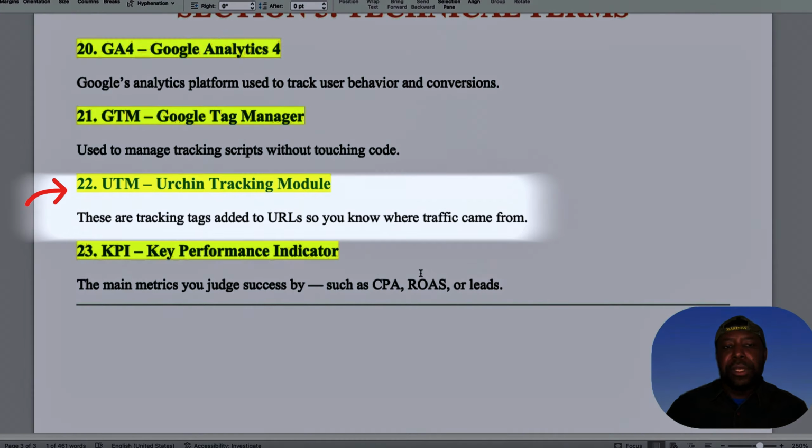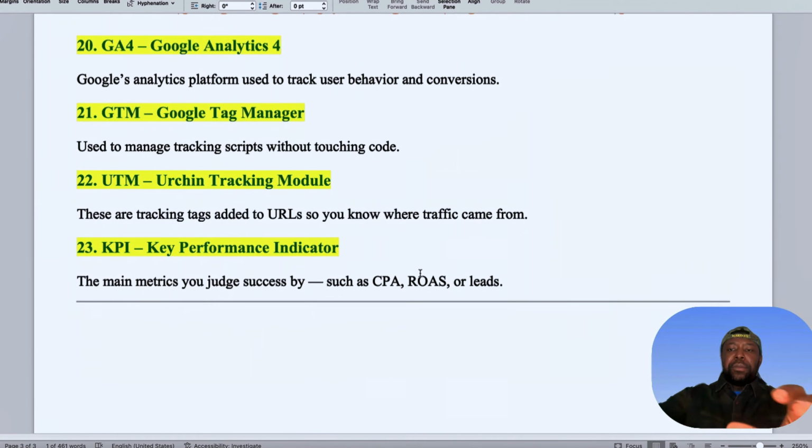Now, UTM is very important. UTM is used when, for example, let's say you are running ads on multiple platforms, or you want to know where organic traffic is coming from. And for each page or each link, you have something written at the end of that to know that traffic is coming through this specific link. You want to track that.